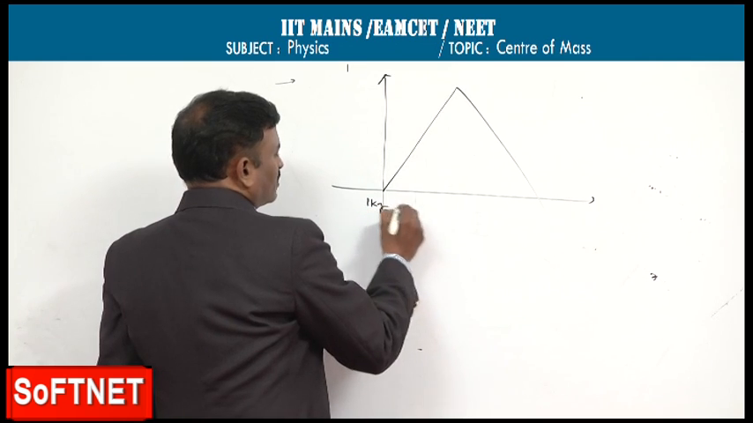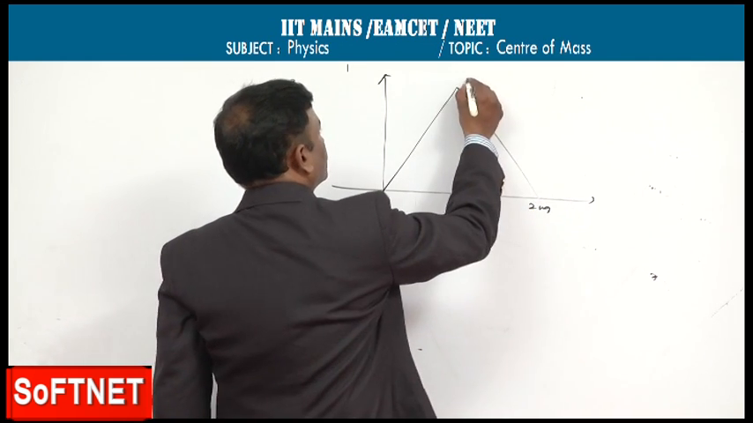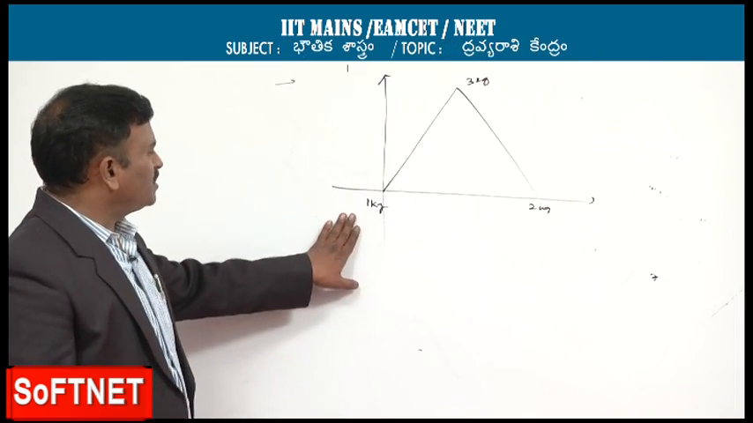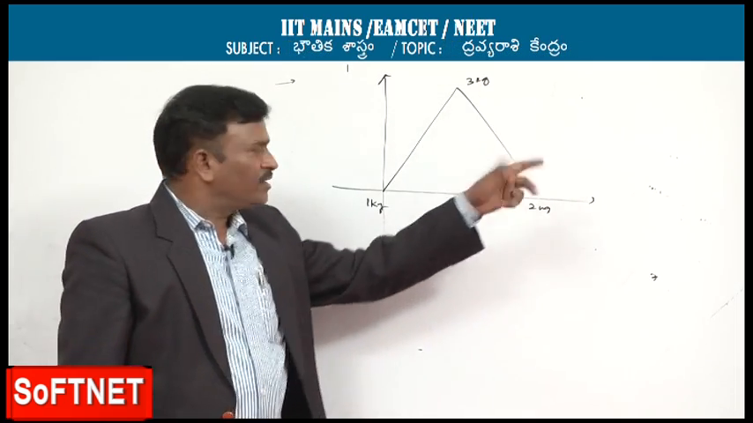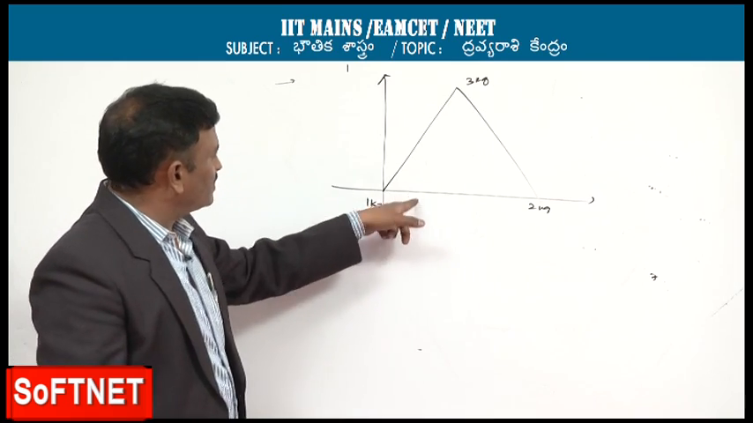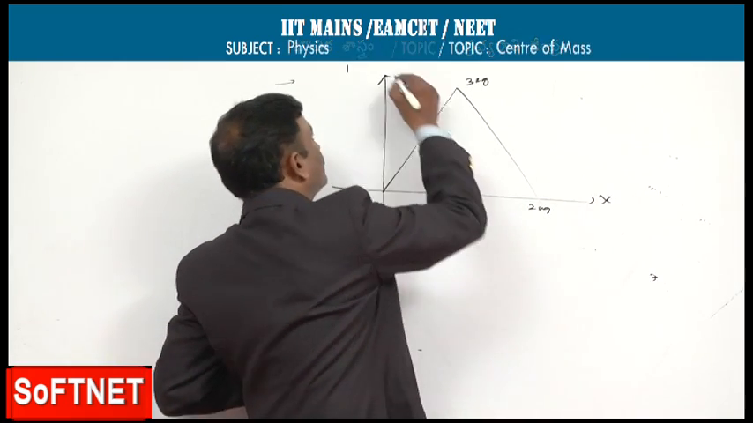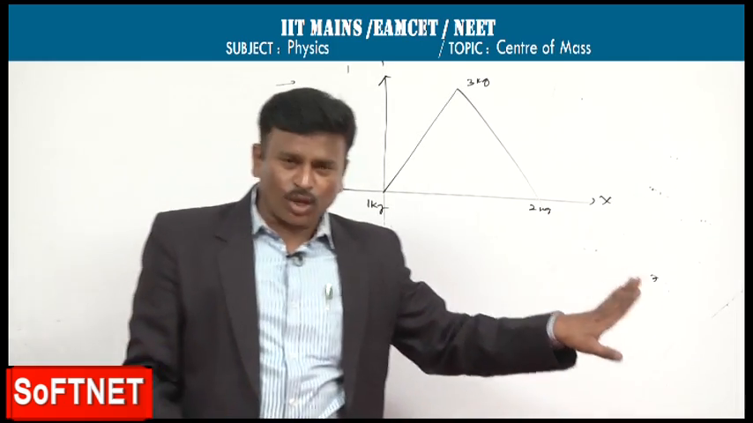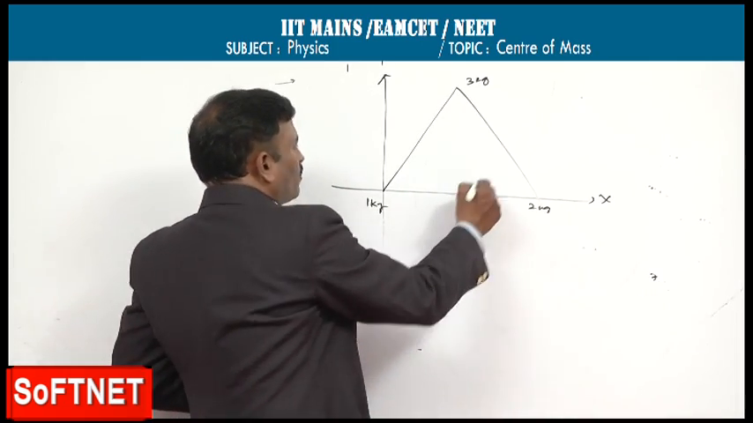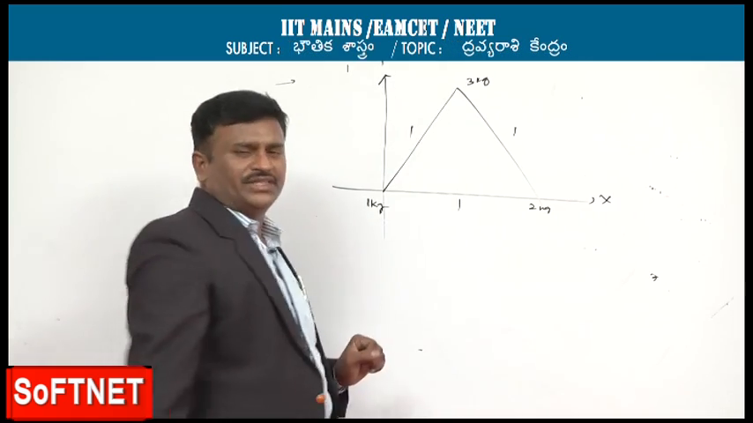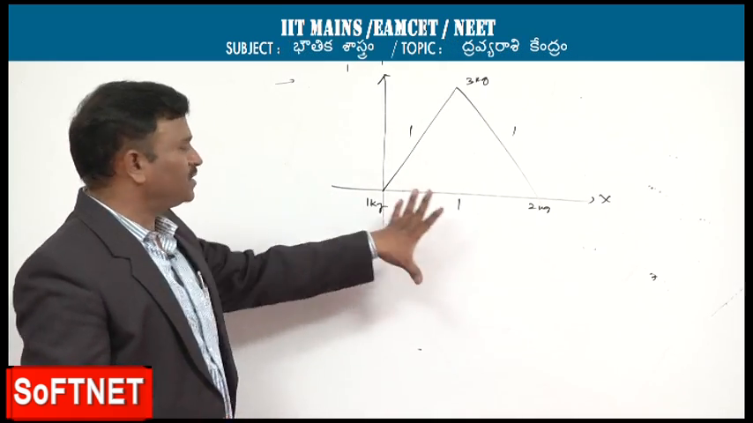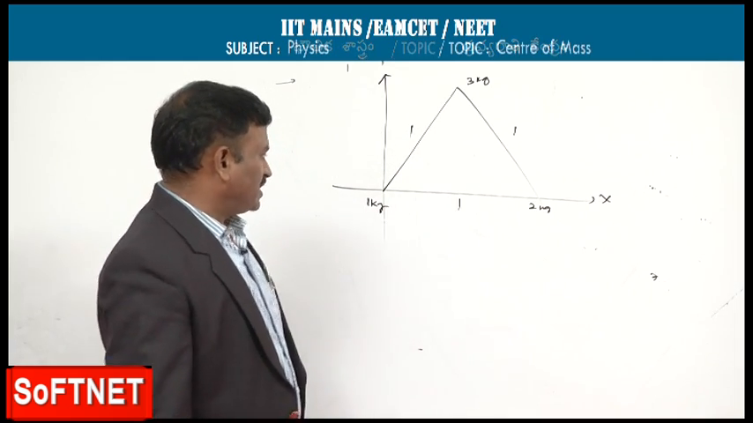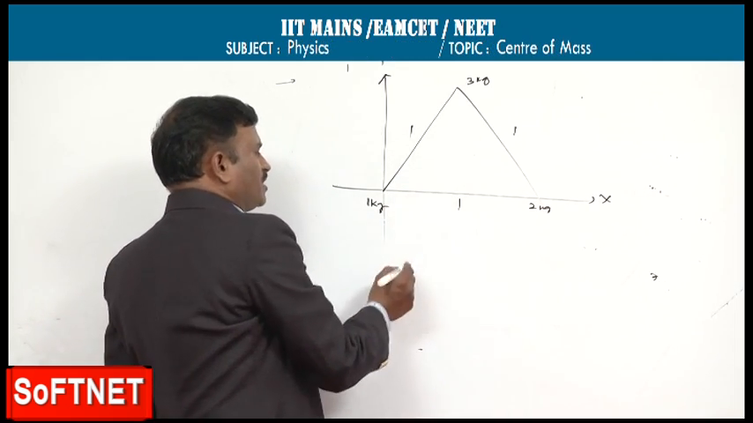Masses of 1 kg, 2 kg, 3 kg. It is two-dimensional, with an x-axis and y-axis. In the plane, the three masses are located at the vertices of a triangle of side 1 meter, and the question is to find the center of mass of the system. Side 1 meter means an equilateral triangle.